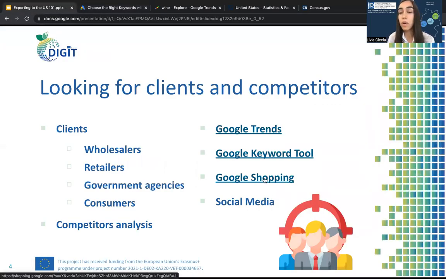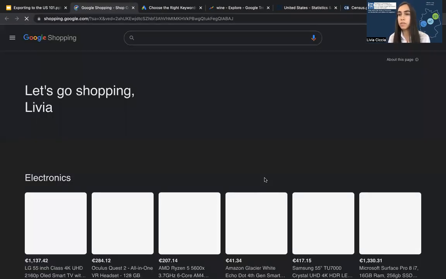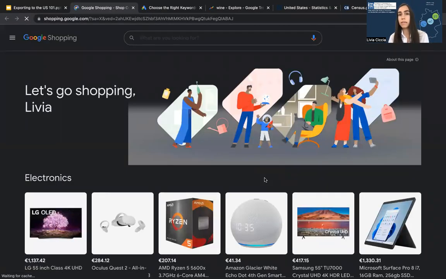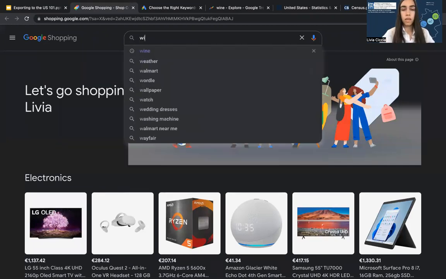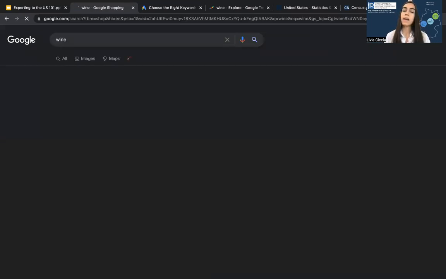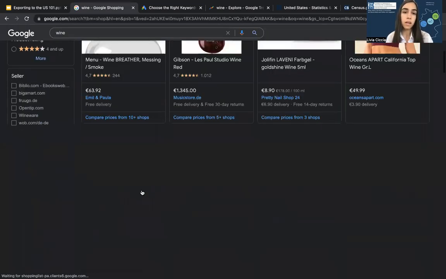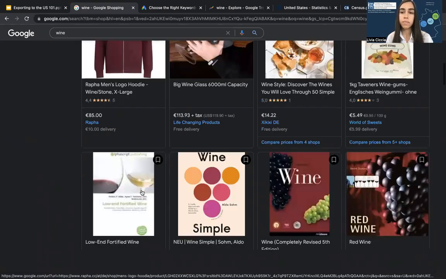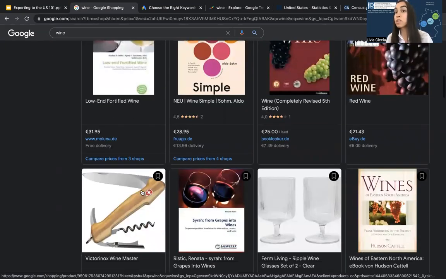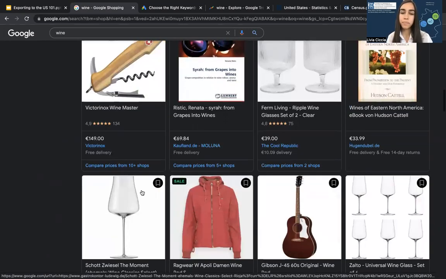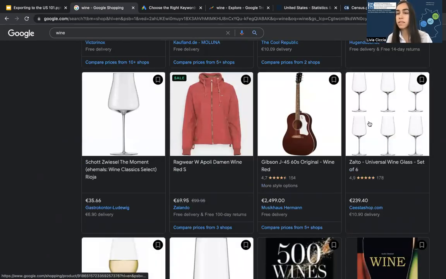Another website that is very, very interesting, especially if you're looking to analyze other competitors and to find more information about the market, is Google Shopping. So, for example, if I want to export wine, I can see which wine is selling the most in the US, at which price, and related items such as glasses.